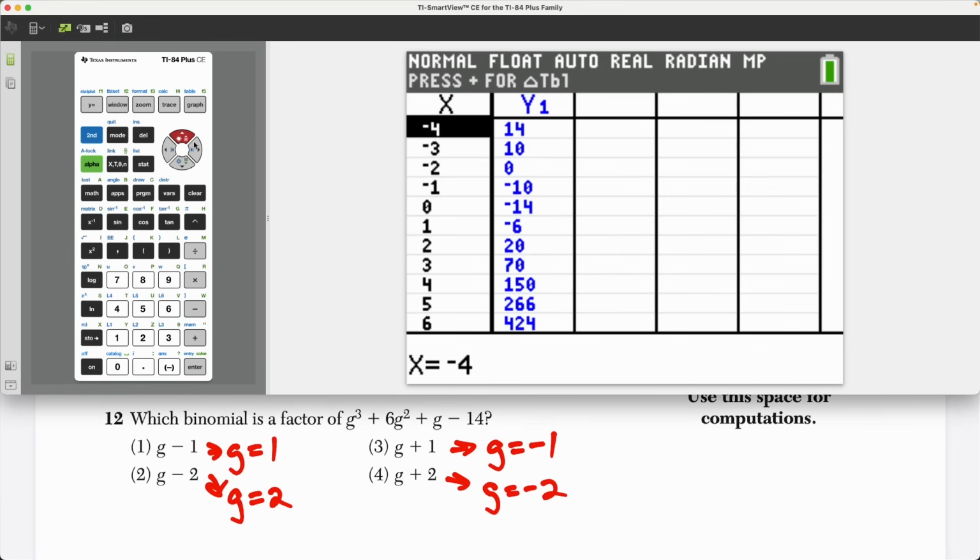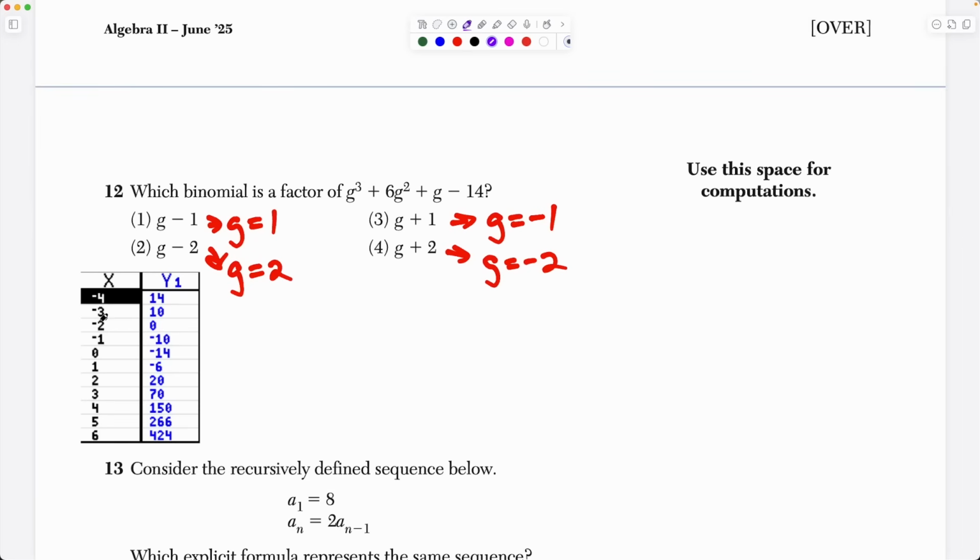And now we look and notice that we have a root at x equals -2. And that would correspond to having a root at g equals -2, which is saying here that g plus 2 is a factor of this original polynomial. So choice 4 is our answer. So once again, having a root at x equals -2 tells us that g plus 2 is the factor, choice 4. But what we could do with this is we could take the polynomial that we started with.